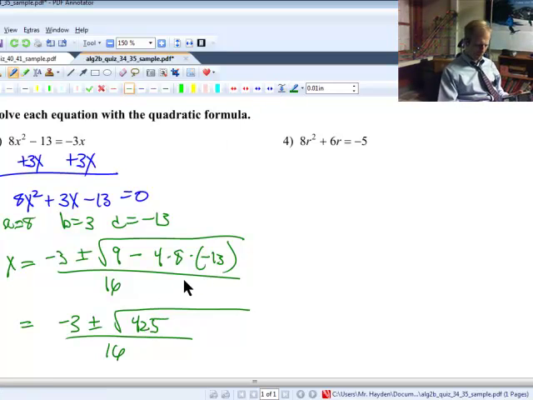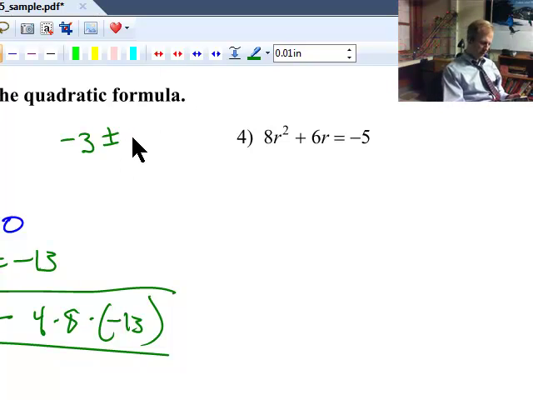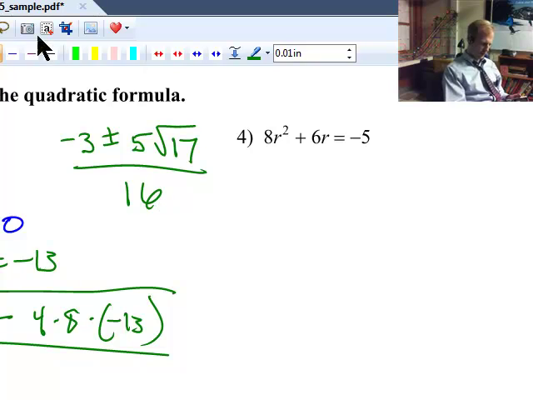Yeah, I can see that I'm going to be able to take the square root of 25 out of there. So this would be negative 3 plus or minus, 425 is 17 times 25. So when I take the square root of 25, I get 5 root 17 over 16. And I'm done.